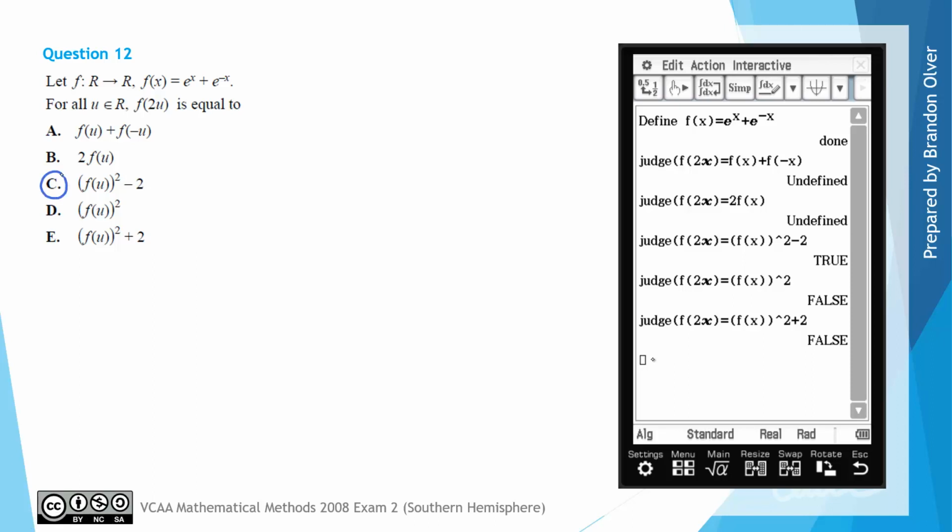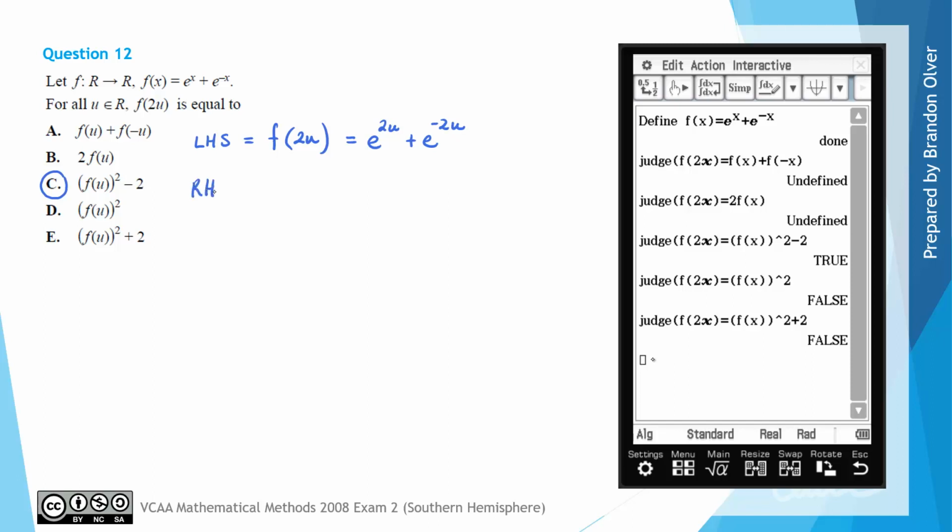Now, I will also show you how to confirm this by hand, although I still highly recommend using the calculator for this question in a Tech Active exam. If you did need to show this by hand though, we could start with the left-hand side, so to speak, which is f of 2u. And substituting that into the rule, we just get that that is equal to e to the power of 2u plus e to the power of negative 2u. All we've done is replace x in the rule f of x with 2u.